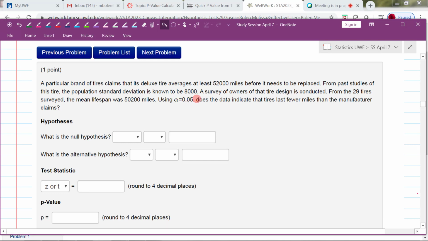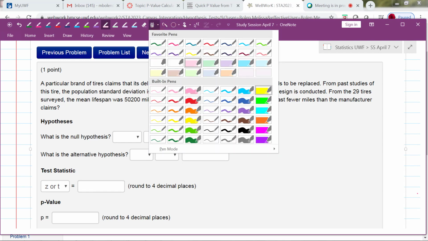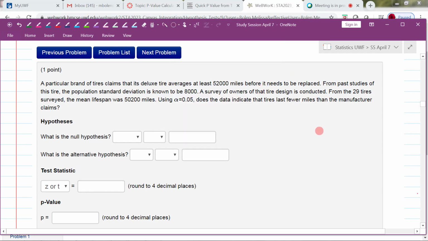And I just realized I'm in Magic Ink, which is why all of my stuff just disappeared. So we're going to go back and re-highlight. Okay, here we go again. So the average is this. We have a population standard deviation, 29 tires surveyed. In that survey, we got that, and there's our alpha.